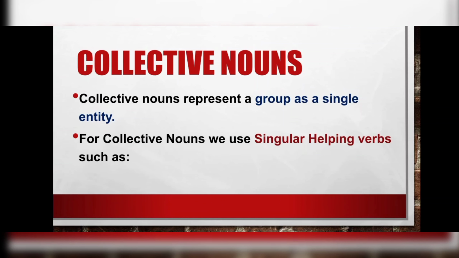When we use collective nouns in our writing, we have to take them as a singular entity, and so we have to use singular helping verbs for those collective nouns. And what are those singular helping verbs? These are is, was and has.